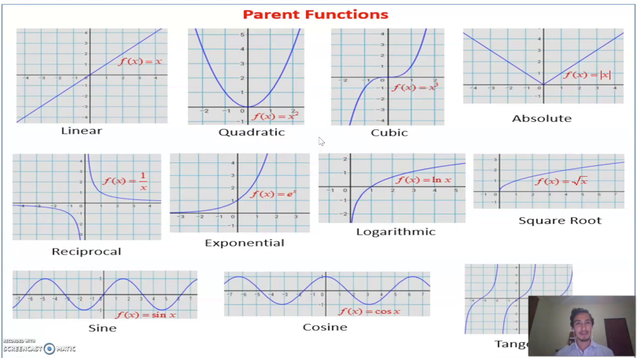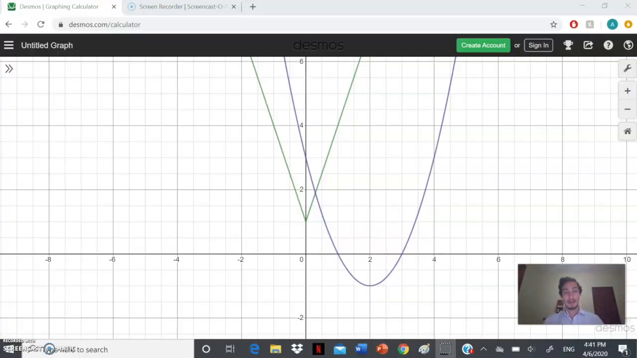So take a minute, pause the video if you have to, and really just familiarize yourself with all of these parent functions. All right, so now we're moving over to Desmos, and if you haven't done so already, you should open that up in a browser of your own.